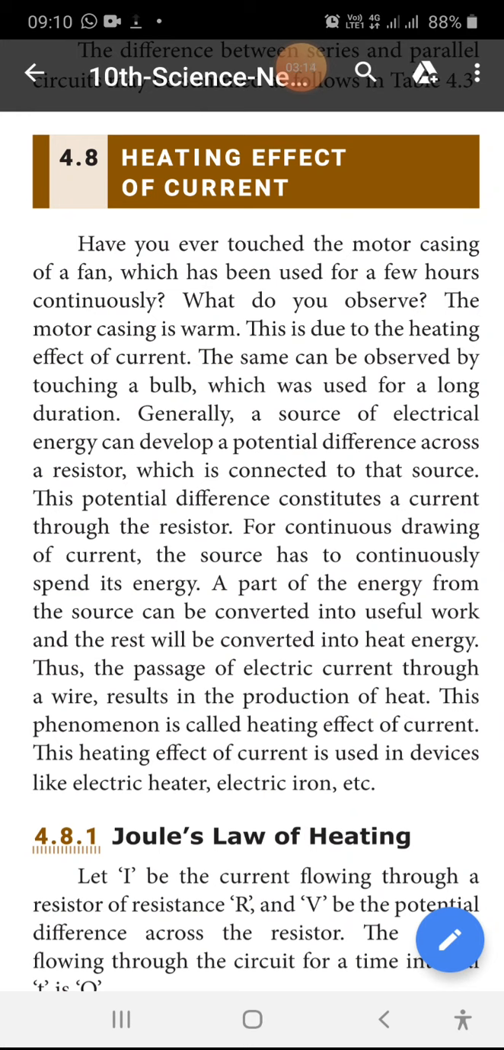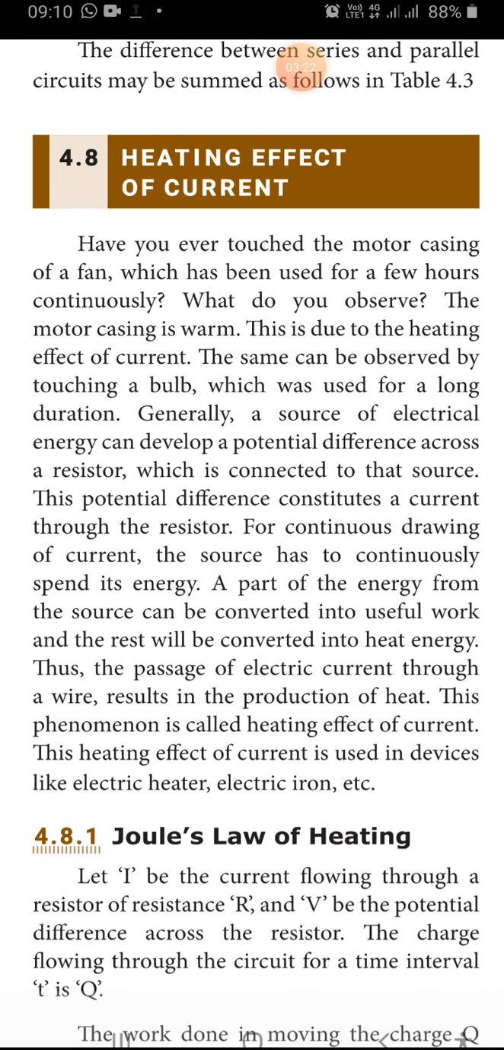Generally, a source of electrical energy can develop a potential difference across a resistor which is connected to that source. This potential difference constitutes a current through the resistance. For continuous drawing of current, the source has to continuously spend energy. So underline this: for continuous drawing of current, a part of the energy from the source is converted into useful work, and the rest into heat energy.